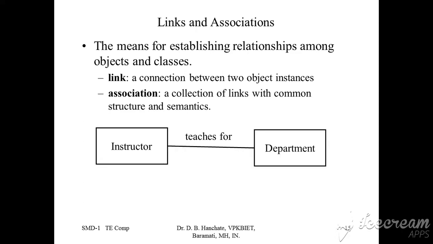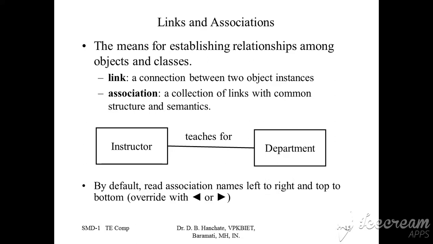See now how you do the association. The instructor teaches for a department. This is a complete sentence, and the sentence can be divided into three parts. Instructor is one object, department is another object, that is a noun, and teaches for is nothing but the verb. So teaches for is the association between the instructor and department. A link is there between the two objects. The line which is drawn is called a link, and the association is called teaches for. So the instructor teaches for the department.